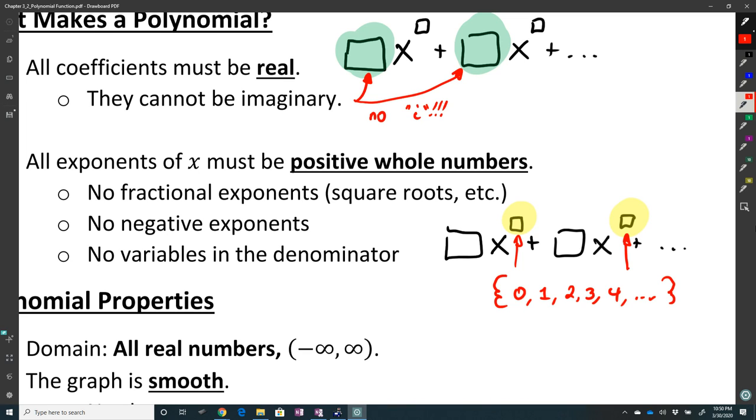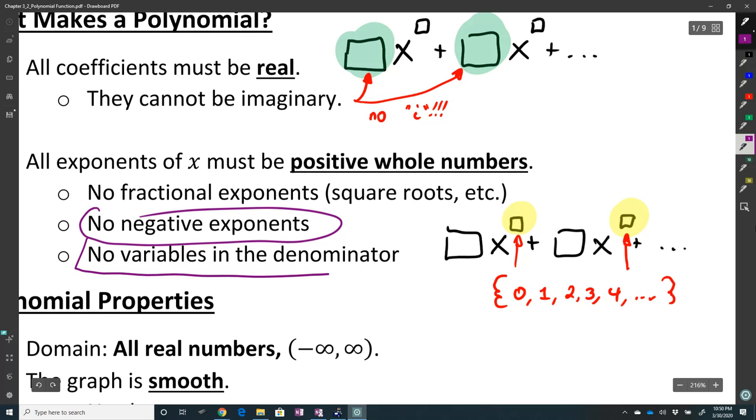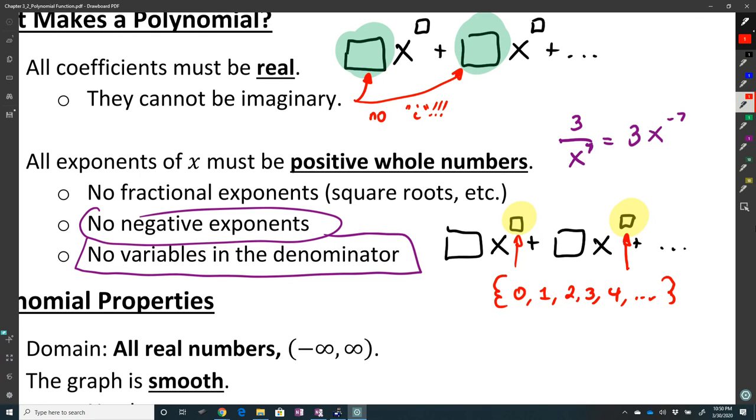So that means that there's no negatives, no negative exponents, no variables in the denominator, because the variable in the denominator, let me write it like this, making something up. So a variable in the denominator, let's say that's a 7, is the same thing as 3x to the negative 7. So a variable in the denominator is the same thing as a negative exponent. That's why we say no variables in the denominator.